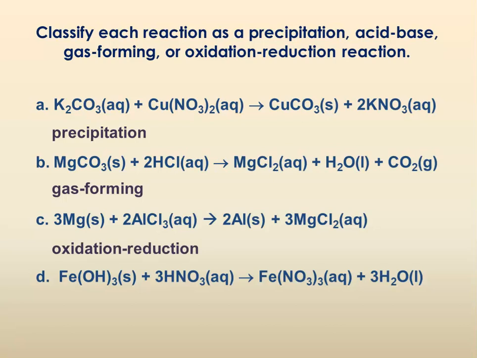Finally, in letter D, we have an ionic compound with the Fe(OH)3, and we have an acid, HNO3. They formed a salt and water. The ionic compound we started with was a base because it had hydroxide, and you're reacting it with another acid. This happens to be a strong acid, which is why you saw water form as well as the ionic compound. So that would be acid-base.